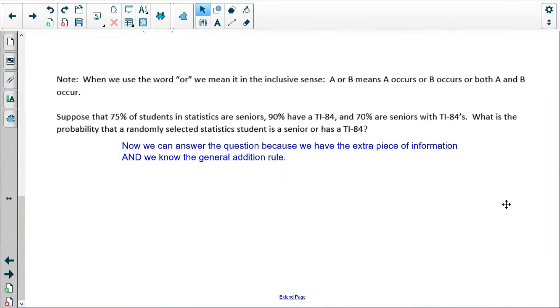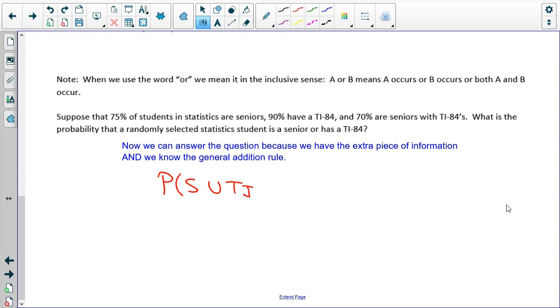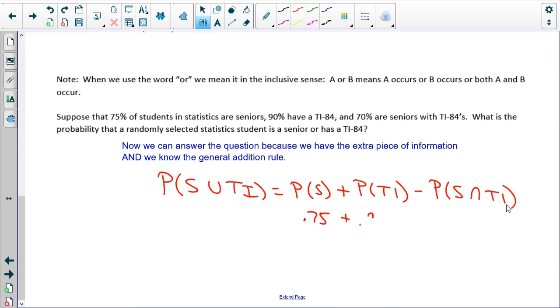We can now answer that question from earlier because we have an extra piece of information and we have the general addition rule. Probability of being in statistics or having a TI calculator is equal to the probability of being in statistics plus the probability of having a TI calculator minus the probability of being in statistics and having a TI calculator. So we have 75% being seniors, 90% having a TI calculator, and 70% counting in both. So that would end up being 1.65 minus 0.7. So that's 95% of all of them.